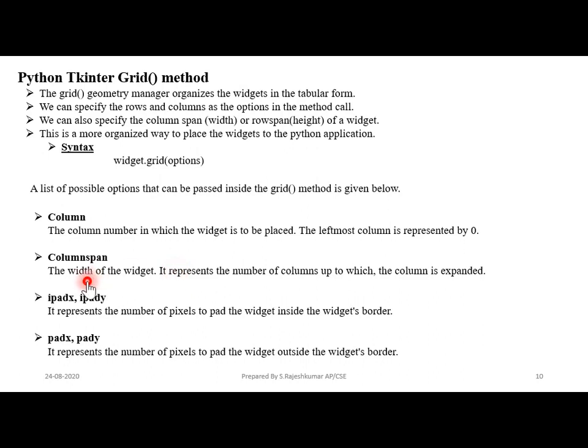The column span lets you perform merge operations over two columns. In such a case you can use the column span. Then there are ipadx and ipady, the padding on the x-axis and y-axis. As we have already discussed, padding is the space between the border and the widget's starting place. So you can give the pad for the x-axis and y-axis, like padx and pady.